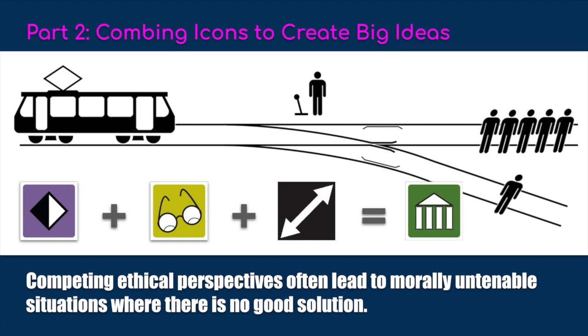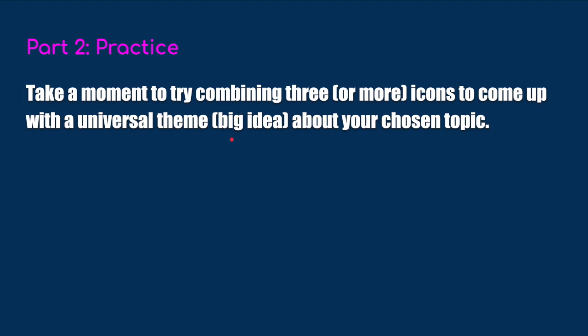Relating the smaller problem of the trolley problem to larger philosophical problems, which is competing ethical perspectives often lead to morally untenable situations where there is no good solution. So I've made a big generalization. I've come up with a universal theme. So take a moment to try that on your own. Look at those favorite icons that you had and come up with a universal theme.